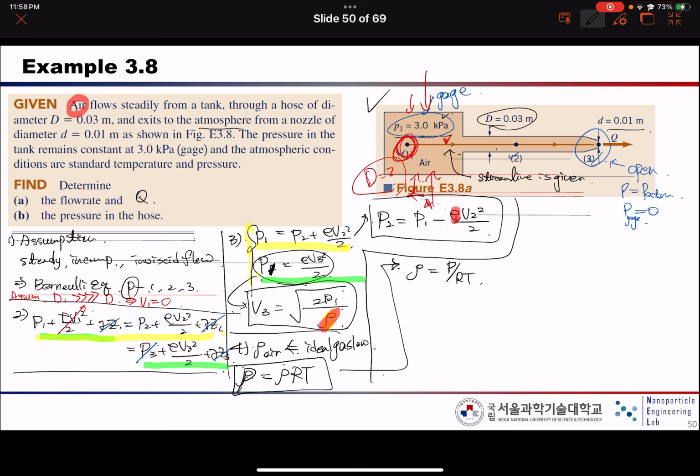Here, the standard temperature and pressure means that the temperature should be 15 degrees Celsius, right? And the pressure should be 101 kilopascal. So the pressure we can write as 101 times 10 to the 3 Pascal. This should be absolute pressure.